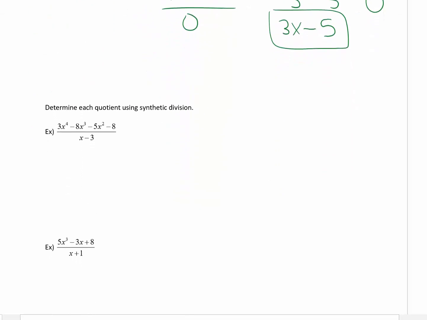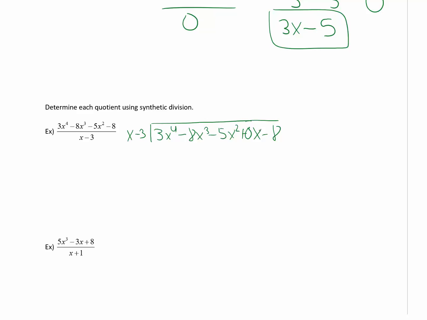Okay, so let's determine each quotient using synthetic division. Now, what I would like to do is just to set this up with the long division first, just to show you. 3x to the fourth minus 8x cubed minus 5x squared. So I would put plus 0x minus 8 because I do not have x to the first power there. And I can put a 0 there as a placeholder. Now, I would do something very similar with the synthetic division. So I'll rewrite. So that would be a 3, a negative 8, a negative 5, 0, negative 8.